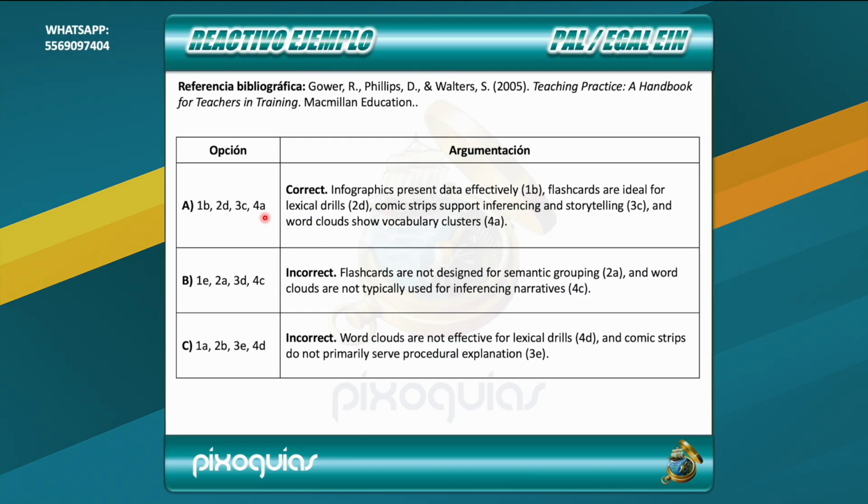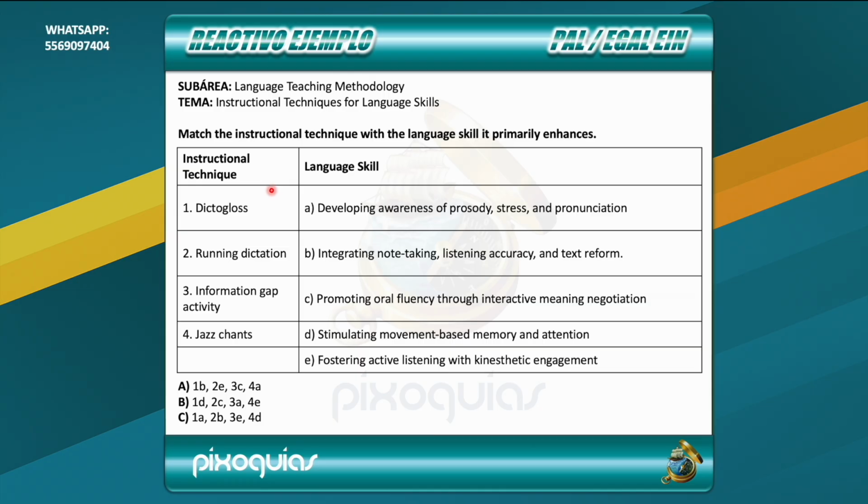The match is correct because infographics present data effectively, flashcards are ideal for lexical drills, comic strips support inferencing and storytelling, and word clouds show vocabulary clusters. While B is incorrect because flashcards are not designed for semantic grouping and word clouds are not typically used for inferencing narratives. And C is also incorrect because word clouds are not effective for lexical drills and comic strips do not primarily serve procedural explanation.